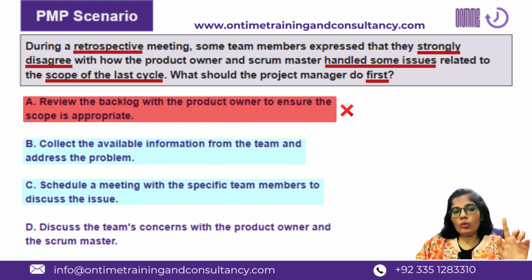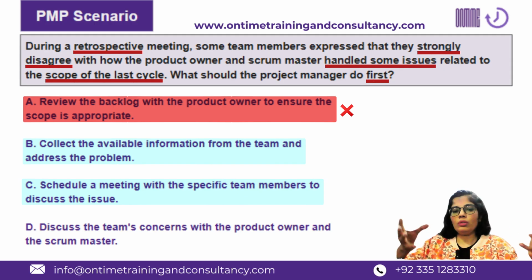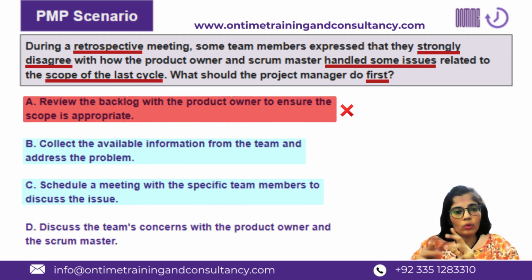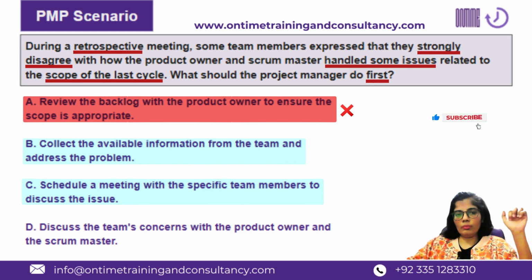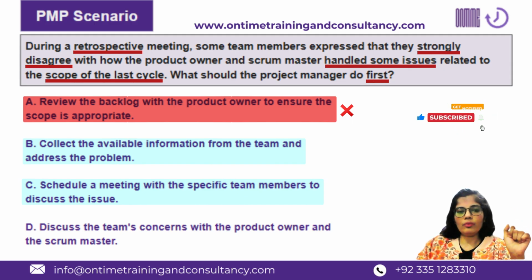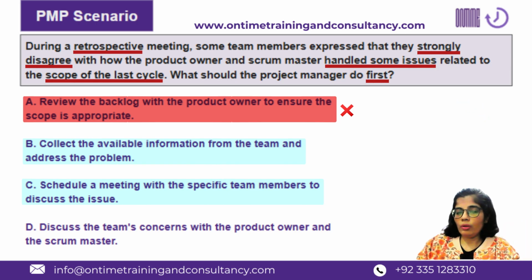So C actually talks about those team members who are in conflict with the product owner and Scrum Master, bringing them together and trying to problem solve the concern that they have about the scope of the last sprint. On the look of it, this doesn't sound like a bad idea. I mean, how is it a bad idea? Those people who are in conflict with the product owner and Scrum Master, having a dialogue with them, having a word with them, conversation with them, discussing the issue, this is okay, right? But where is the product owner and Scrum Master?